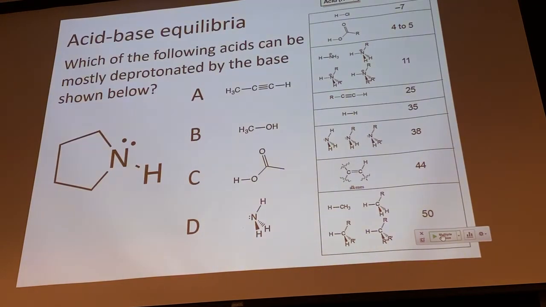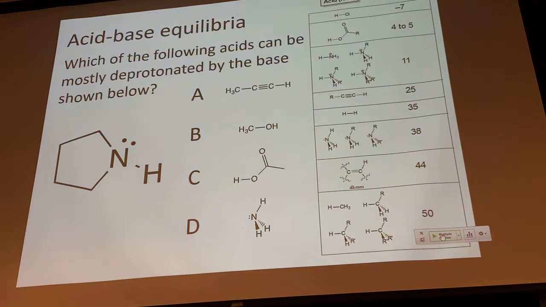It's between 15 and 16. So if it had been in the table, it would have been in between these two. Okay? Any questions on how we solve this problem? Okay, so convert the base to the conjugate acid, compare the pKa's, and identify the acid that has a smaller pKa than the conjugate acid of this base.